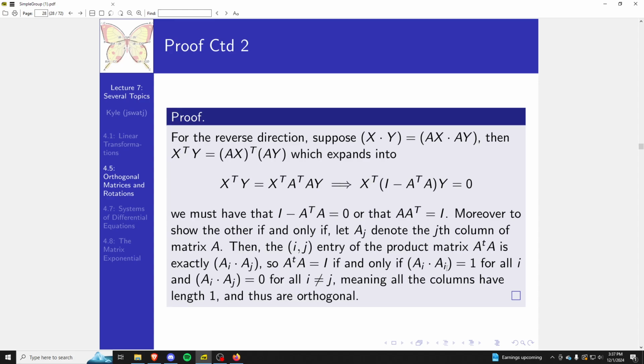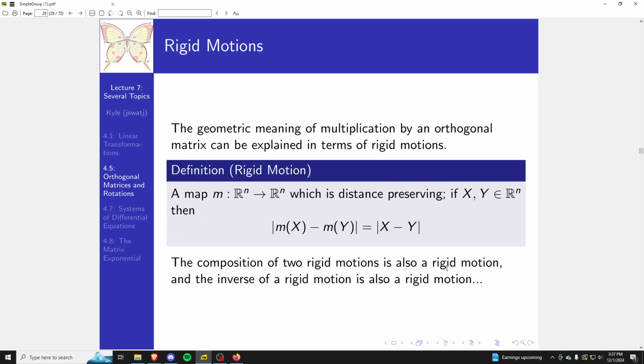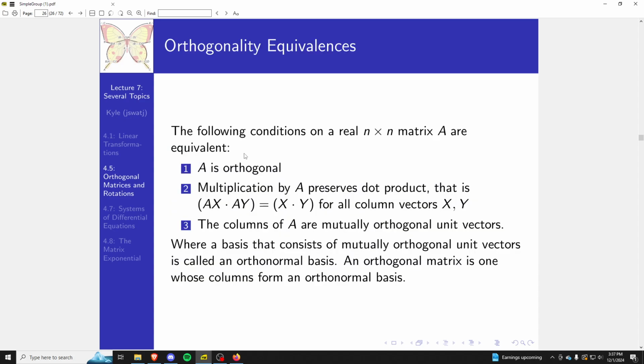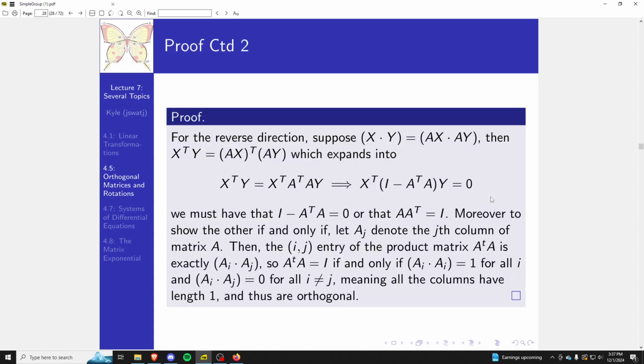Yeah. Let me check that actually. A implies C. A is orthogonal. The columns of A are mutually orthogonal unit vectors. Okay. Let AJ denote the jth column. Okay. Oh, okay, I see. It's just an if and only if chain. Yeah, I wrote these a while ago, so.